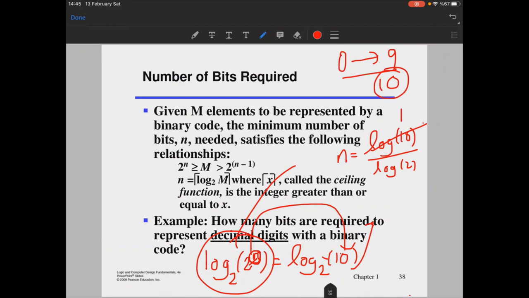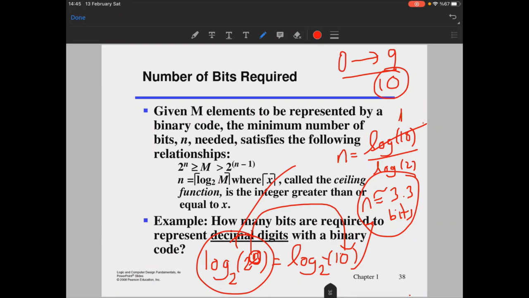and this would be 1 over log 2. You need to use a calculator here, and the result will be 3.3 bits required, something like this. Is it possible to have 3.3 bits? No. So you need to have at least 4 bits for this.